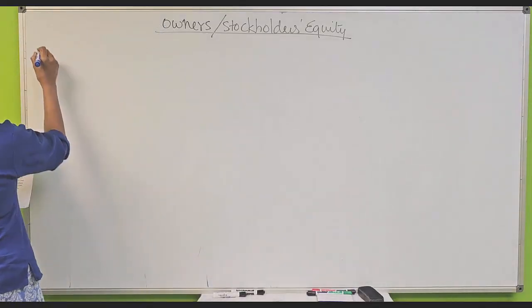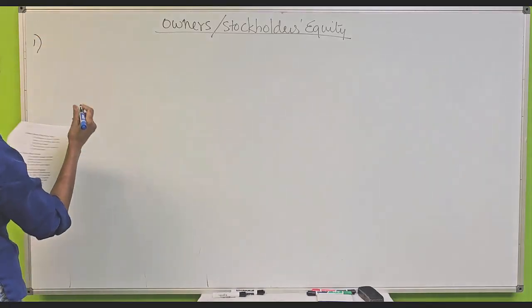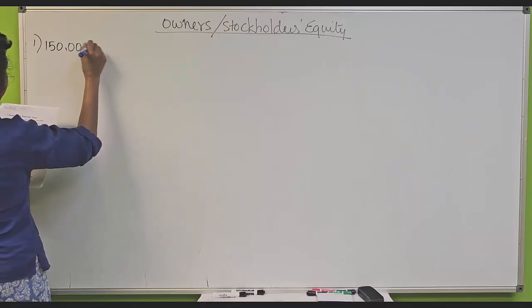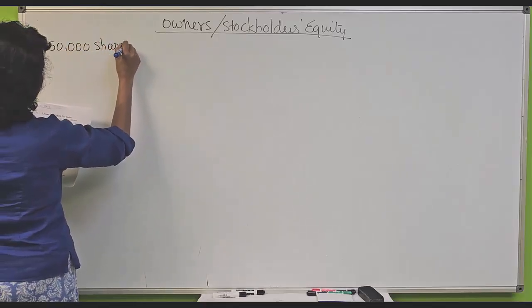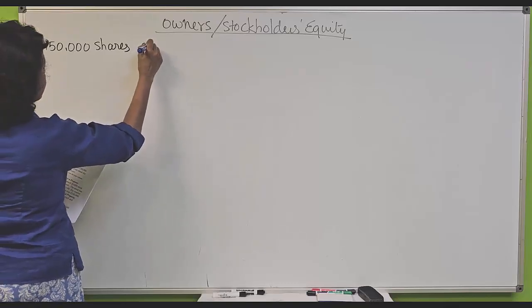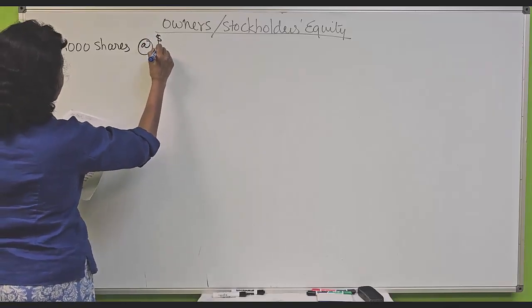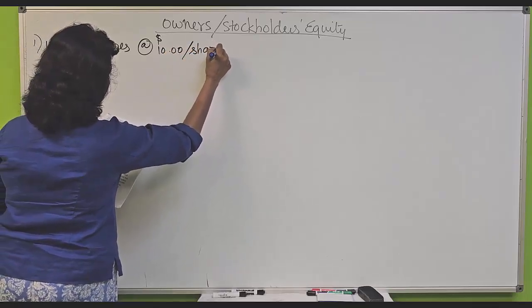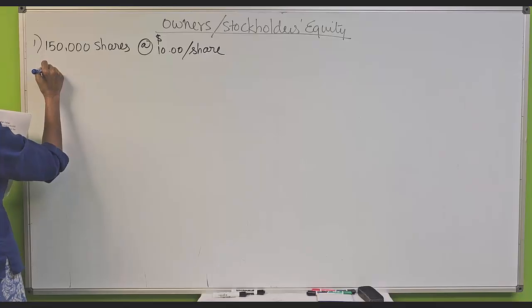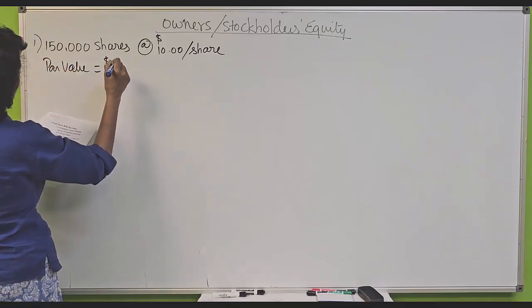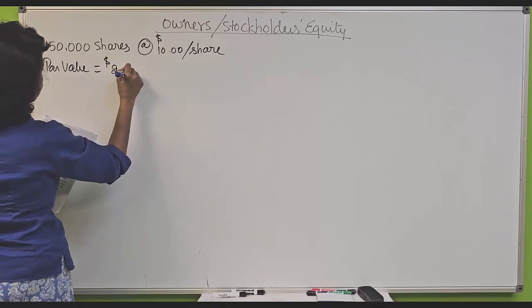So the first example is company is issuing 150,000 shares of common stock. Is issuing for a cash price of $10 per share. And here the par value per share equals $2.